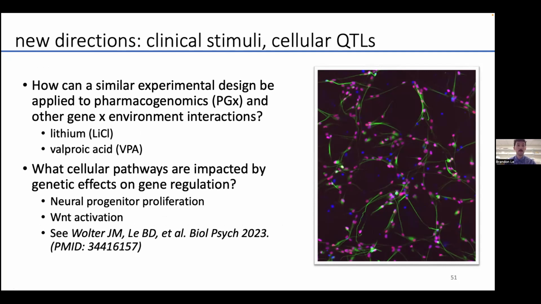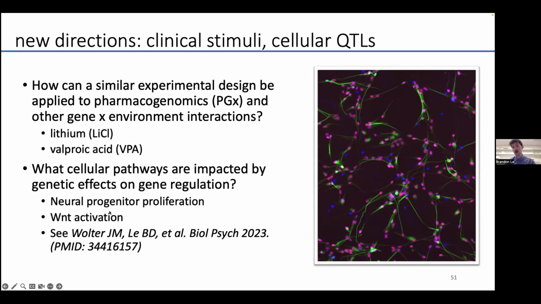And we've started doing this with treatments like lithium and valproic acid, which can be prescribed to people with bipolar disorder. We can try to look at genetic effects on gene expression and chromatin that may have pharmacogenomic relevance. We can look at whether these loci are also associated with the clinical response and try to understand what regulatory elements and genes may be affecting people's differences in how they respond to these clinical treatments.